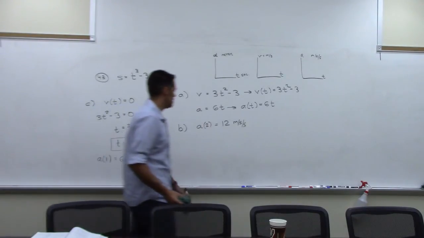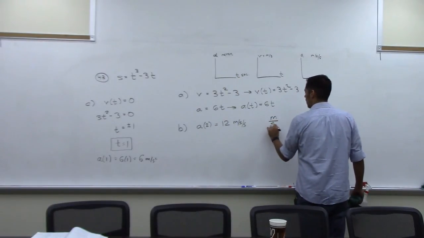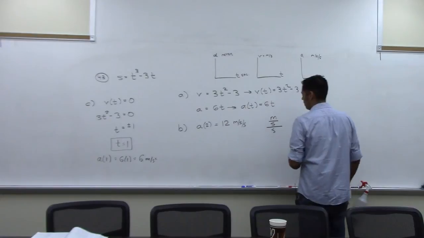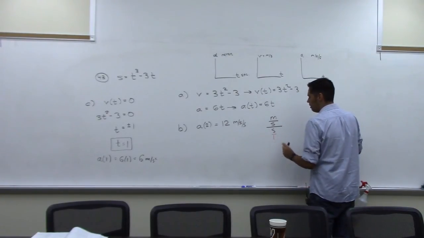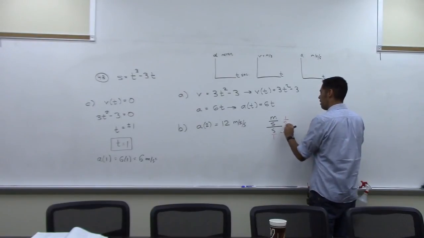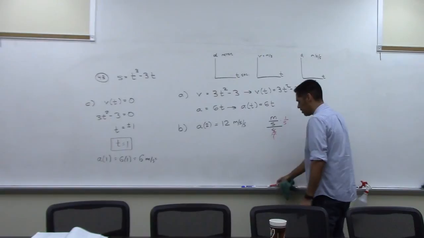I've had students in the past ask me why meters per second is meters per second squared. If you have meters per second, you can rewrite this bottom s as s over 1, and then you can flip it to 1 over s like that, and then you go across, and that's where you get meters per second squared.